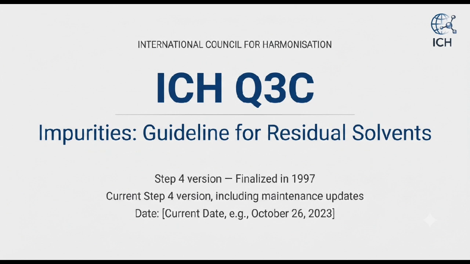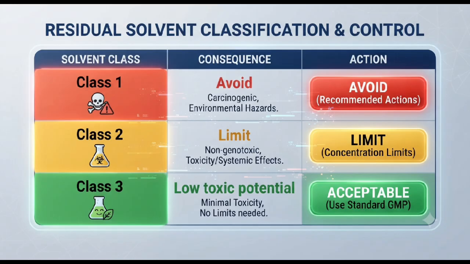Classification of residual solvents. According to ICH Q3C, residual solvents are broadly divided into three classes. Class 1 solvents are solvents that should be avoided. Class 2 solvents are solvents that should be limited because of their inherent toxicity. Class 3 solvents are solvents with low toxic potential and generally have lower safety concerns when used appropriately. There are also solvents with no adequate toxicological data for which additional justification may be required.